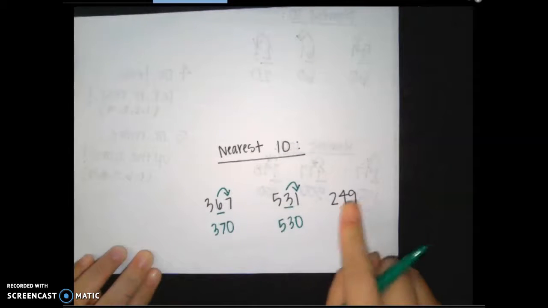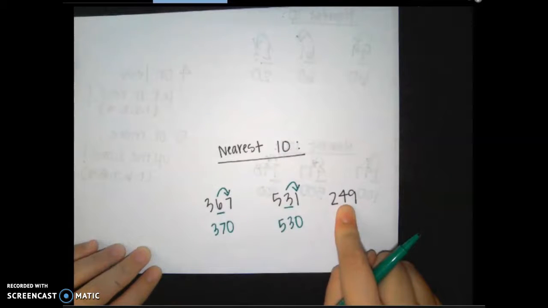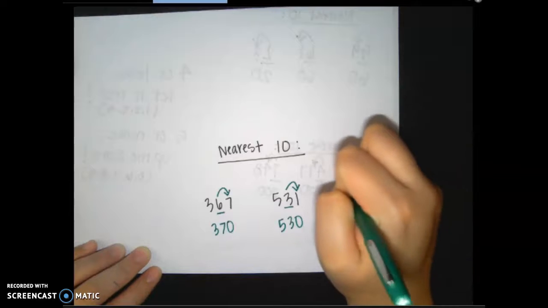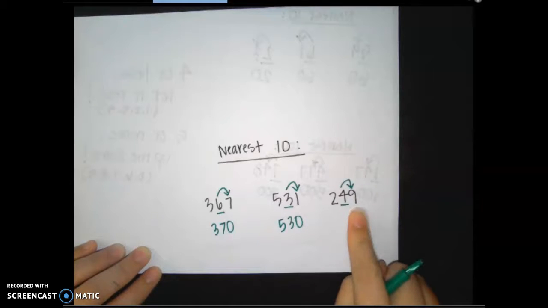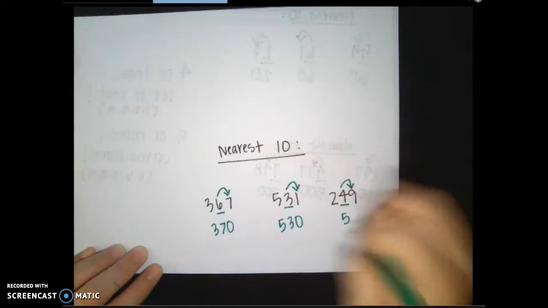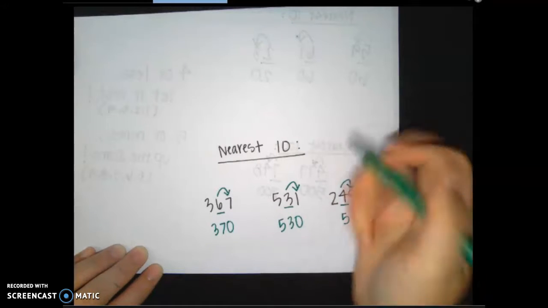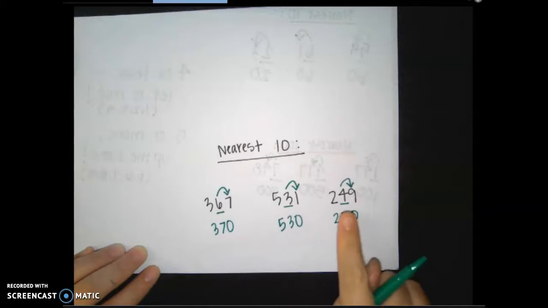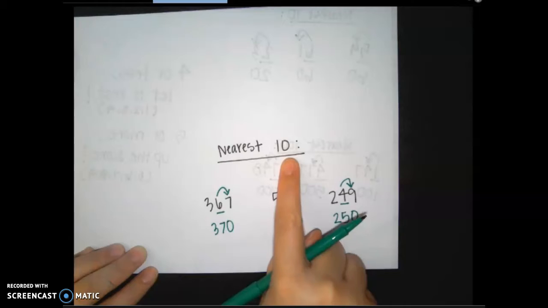Let's look at 249. To the nearest 10. Underline my 10s, put an arrow to my 1s. 9 is 5 or more, up the score, so my 4's got to do some work. It's going to move up. It's going to go to a 5. My 9 becomes a 0, and my 2 stays the same. 249 rounds to 250 when you're rounding to the nearest 10.